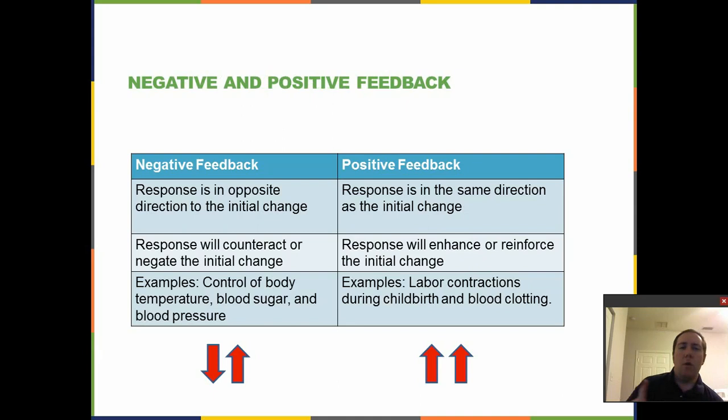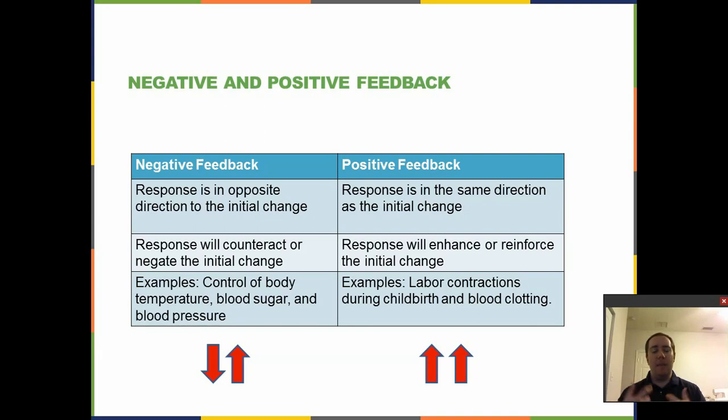Those were both examples of negative feedback. We had a change, and then we did something to undo the change. That is negative feedback. In our body, an example of negative feedback is controlling our body temperature. If we get too hot, we do something to cool our body off. If we get too cold, we do something to warm our body up.